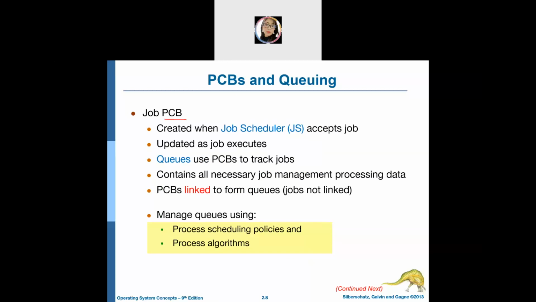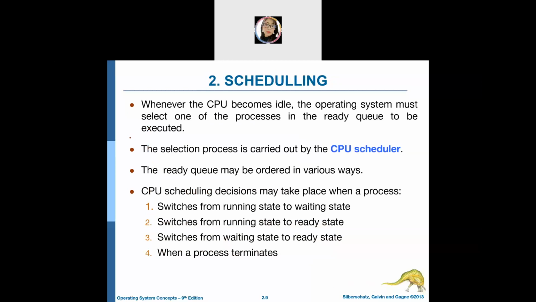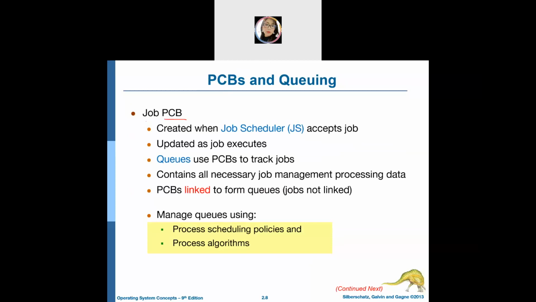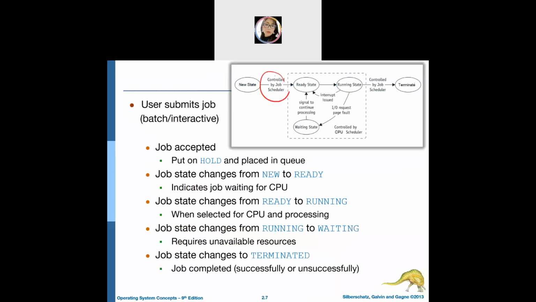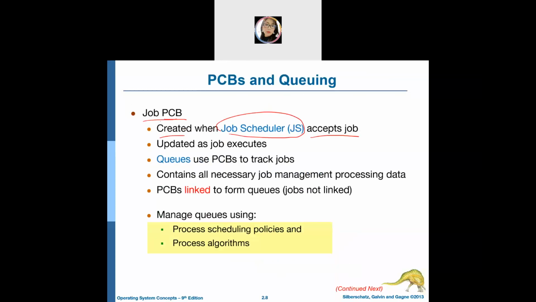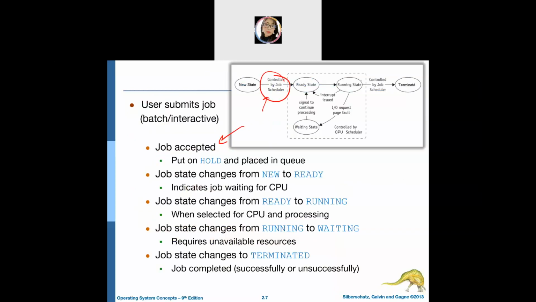And then you're going to look into queuing later on, okay? Before you go deeper on your scheduling, which is our main module 5. So for the job PCB, it's created when the job scheduler accepts a job. So when your job scheduler here accepts a job, job accepted, it's going to create a job PCB. Behind the scenes you cannot see that it's already created the PCB. It's updated as the job is executed. So if let's say you already execute the program, it's going to update.